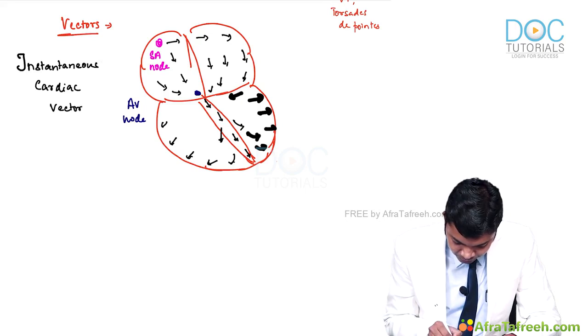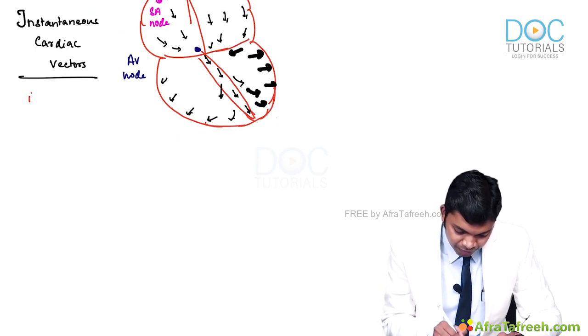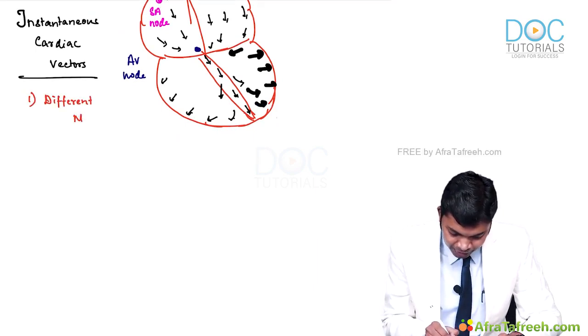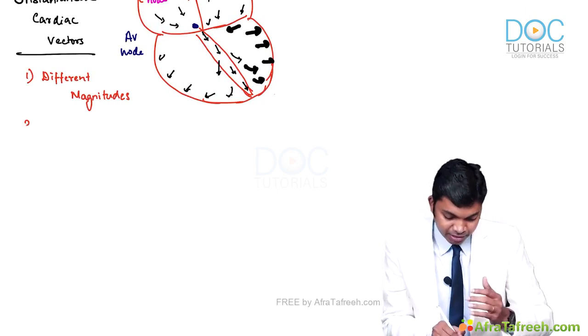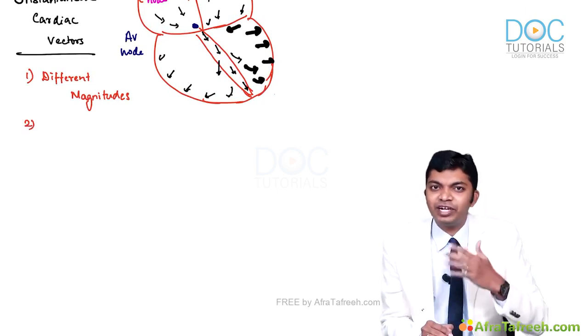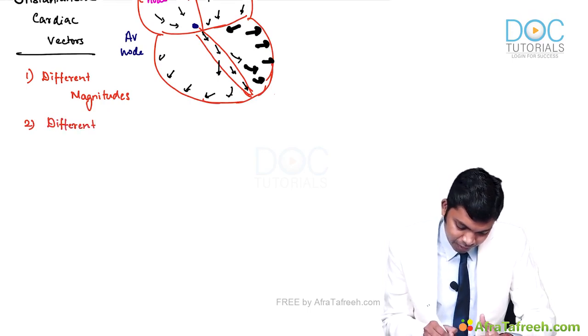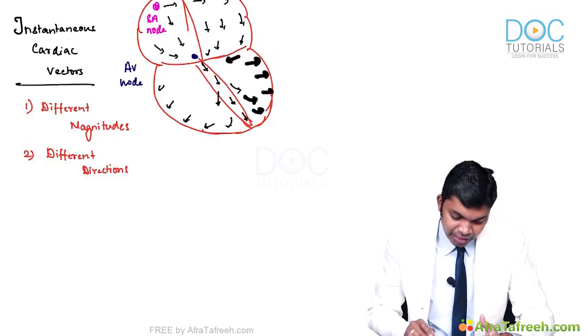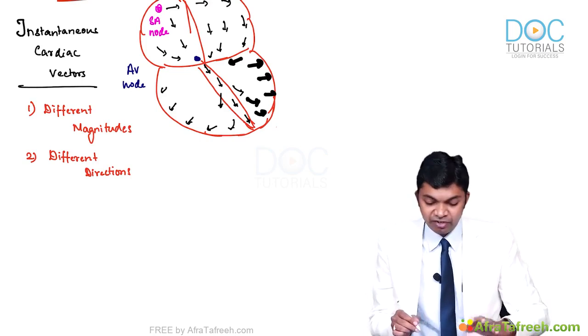The nature of instantaneous cardiac vectors is, number one, they have very different magnitudes. Left sided vectors will have greater magnitude compared with right sided vectors. Similarly, they have very different directions, okay. Remember, instantaneous cardiac vectors, two properties: different magnitude, different direction.